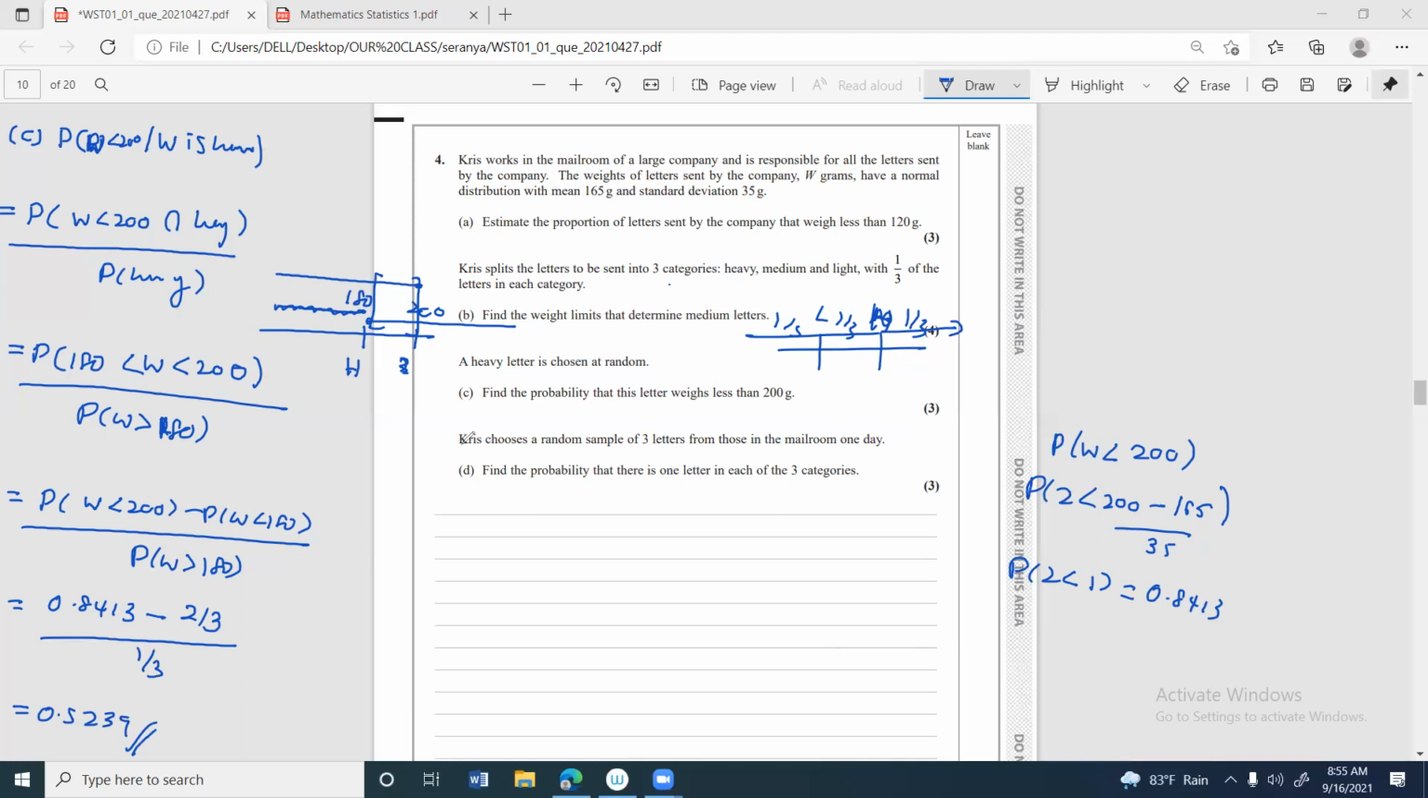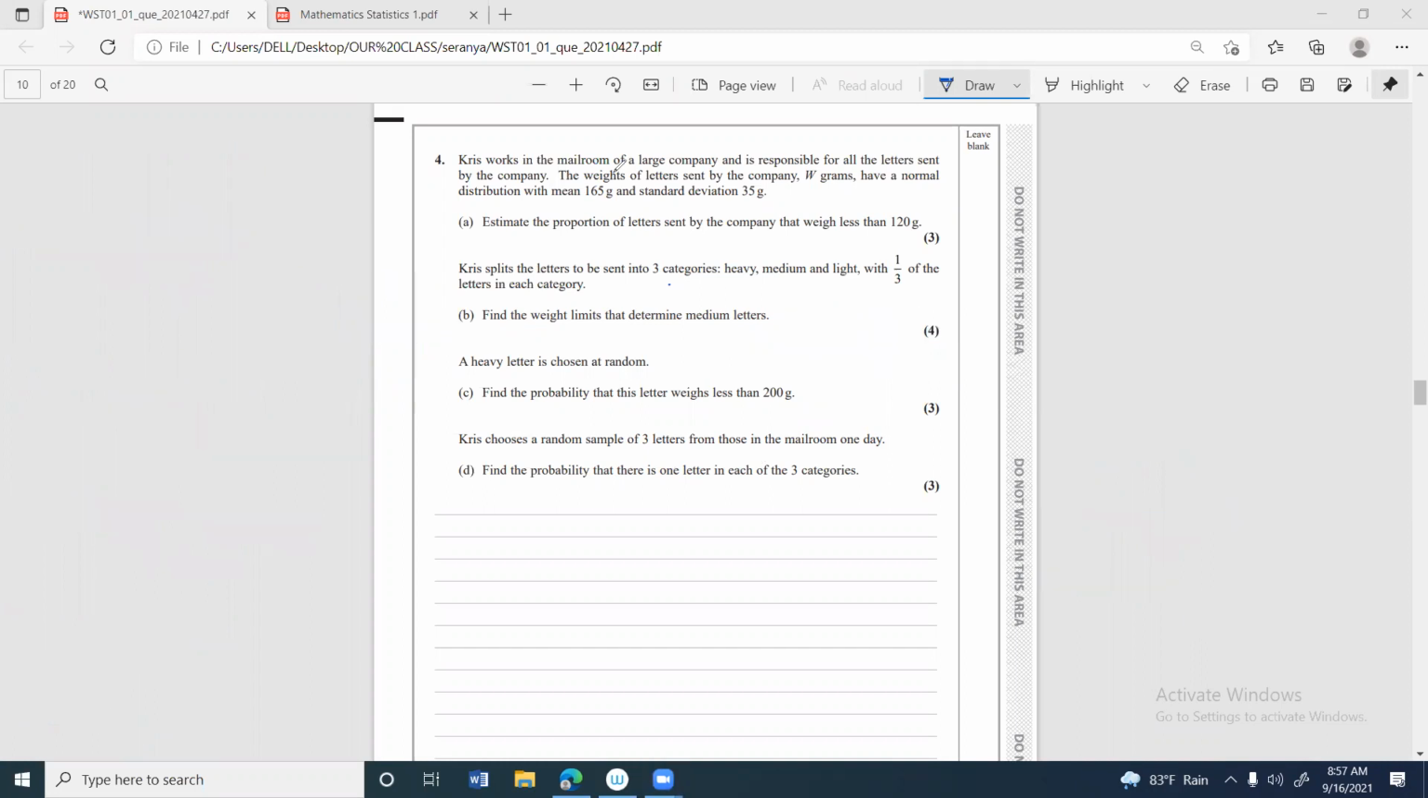Then the next part of the question. Chris chooses a random sample of 3 letters from those in the mailroom in one day. Find the probability that there is 1 letter in each of the 3 categories. This is a simple way of doing it. You know that there are 3 categories: light, heavy, and medium.